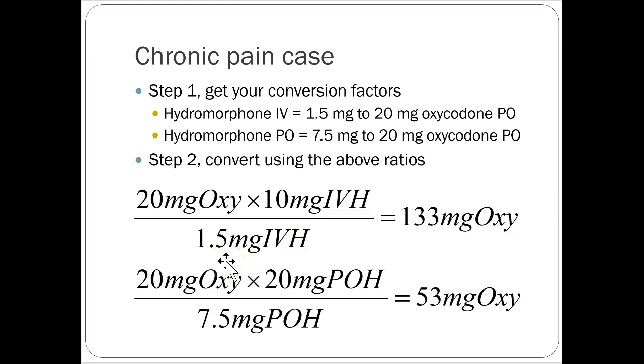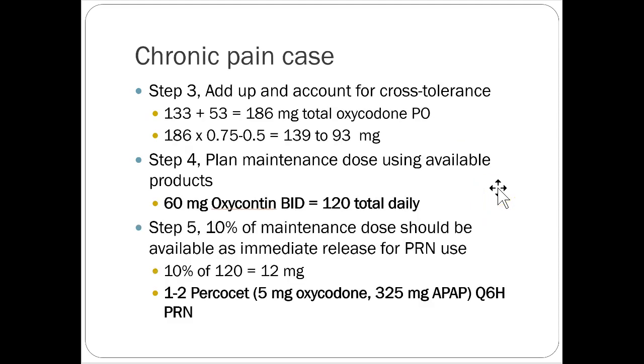And then if you do the 20 milligrams oxy times 20 milligrams PO hydromorphone over the 7.5 milligrams conversion, you end up with about 53. And that makes sense, right? Because the PO hydromorphone is so much less potent from a conversion factor point of view than the IV. Even though he's getting more, it's going to be significantly less. So now that you have your two oxycodones, you can add those together, and you're going to get 186 milligrams total PO oxycodone. And now you multiply for cross tolerance.